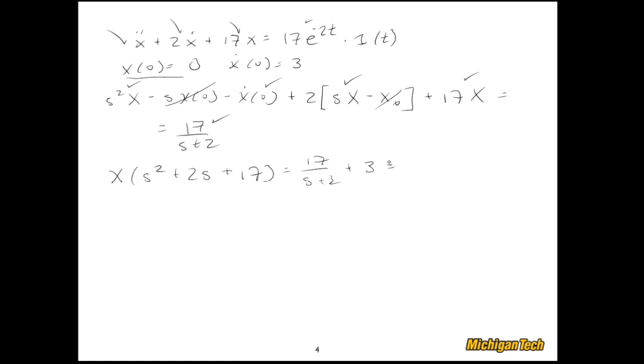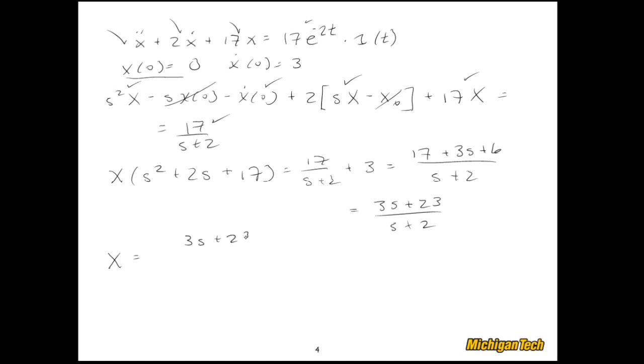And I'll do this common denominator business again. So we'll have a 17 plus 3s plus 6 over s plus 2. And that is 3s plus 23 over s plus 2. Great. Now let's solve for capital X.